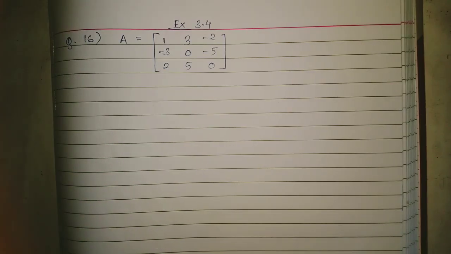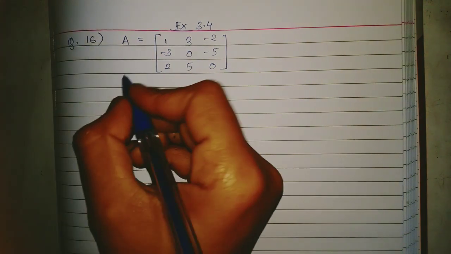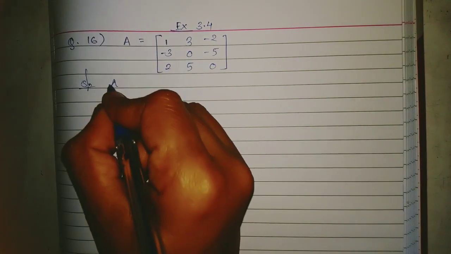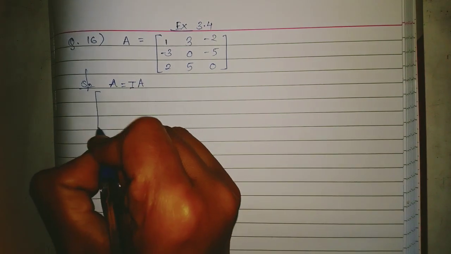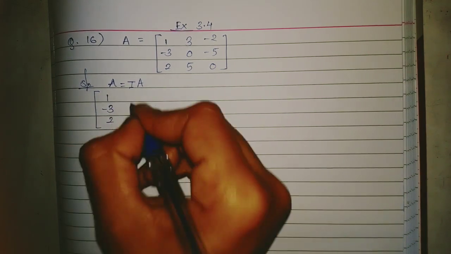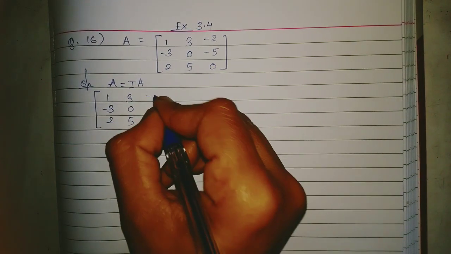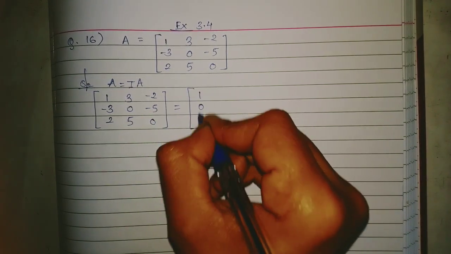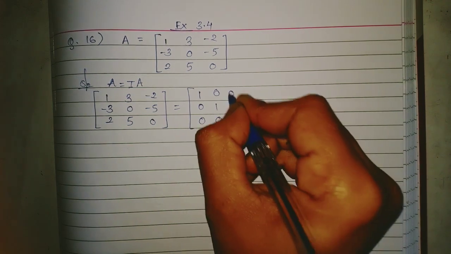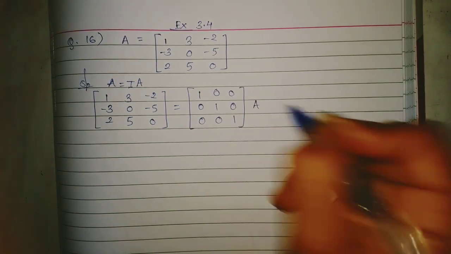Let's solve one example from the exercise. Okay, so this is exercise 3.4, example 16. This is a 3 by 3 matrix, so we'll start with the row operation, so A equal to I into A. Write your matrix: 1, minus 3, 2, 3, 0, 5, minus 2, minus 5, 0, and the identity matrix 1 0 0, 0 1 0, 0 0 1, to A.